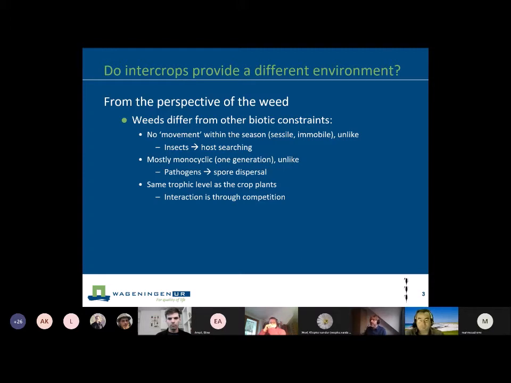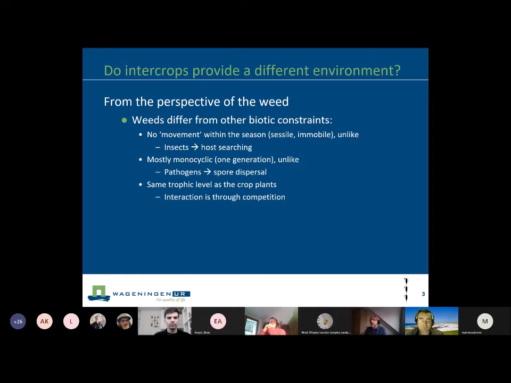For the weeds, there is no movement within the season. They are sessile or immobile. And that's unlike insects, which are searching for host plants. That is not going on with weeds. If we compare them to pathogens, pathogens are usually polycyclic, but weeds are monocyclic. So they have just a single generation per season. That means that also spore dispersal is not an issue.